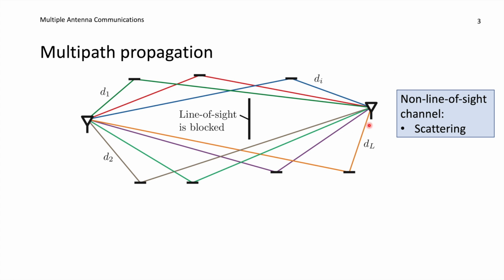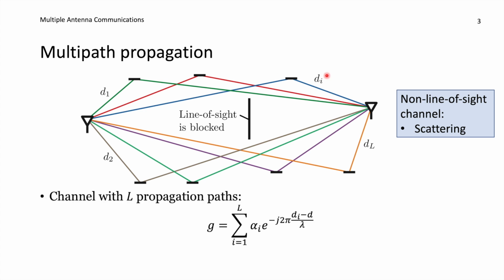And what is categorizing these different paths is that they have a different length. So we have lengths d1, d2, di, dL, each path has a different length. And this means that we have a different attenuation for every path, both because of the length and because of the interaction with the materials that might be different for different paths.